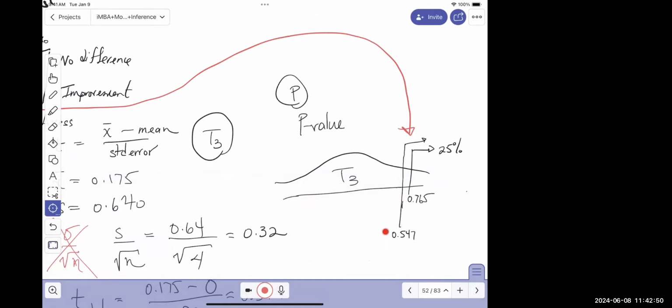What's the area to the right of 0.547 on the T3? It's going to be greater than 25, but it's less than 50, right? Because I don't have any other values, but I know that it's not a negative. So if this is 0, this is 50%. So basically, it's high. Remember, we want a small probability, but this is high. So we're not going to reject here. We're going to fail to reject.